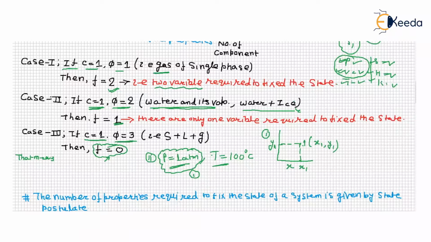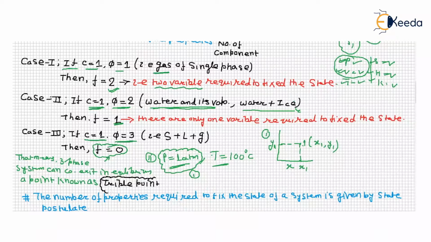That means the three-phase system can coexist in equilibrium at a point known as the triple point. Triple point is an equilibrium point. At this point, all properties are fixed.